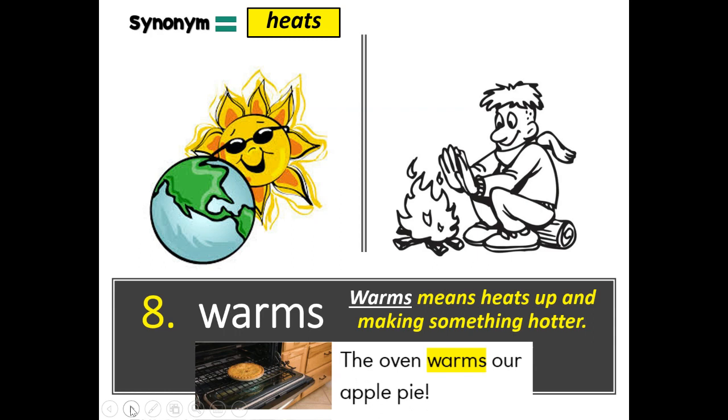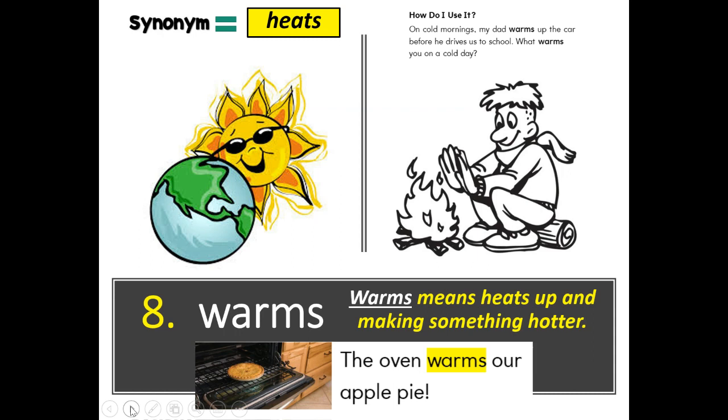The oven warms our apple pie. So you could also say the oven heats our apple pie. How do I use it?